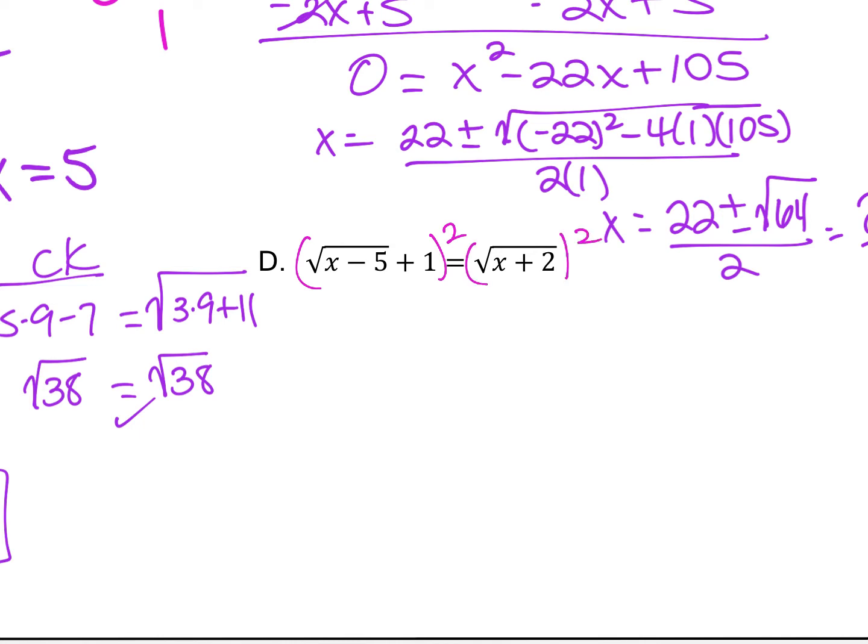So right here, I know the right side is just going to be x plus 2. That's not the case on the left side. You can't just square this and square the 1. Can't do that. I'm going to have to use FOIL.